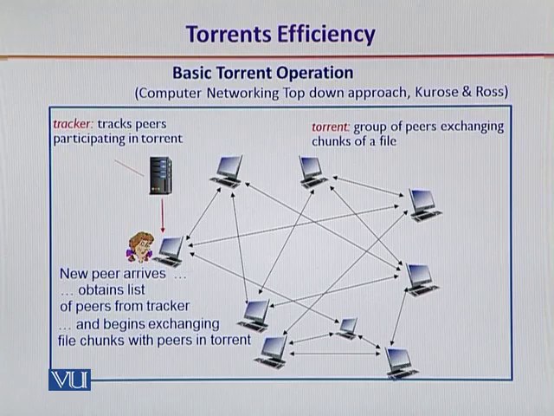In BitTorrents, each file is broken down into chunks, and the chunks are distributed across numerous torrent peers. So whenever you join the BitTorrent community, you obtain the list of peers from the tracker, and then you start sharing the file chunks with peers in the torrent, either by acting as a leecher, that is you download, or as a seeder, that is you upload.